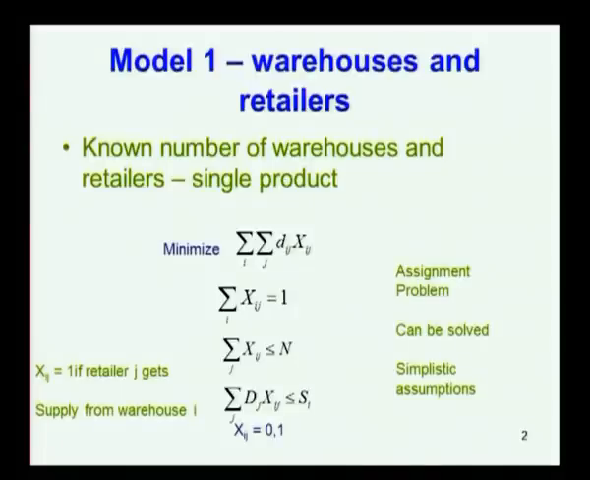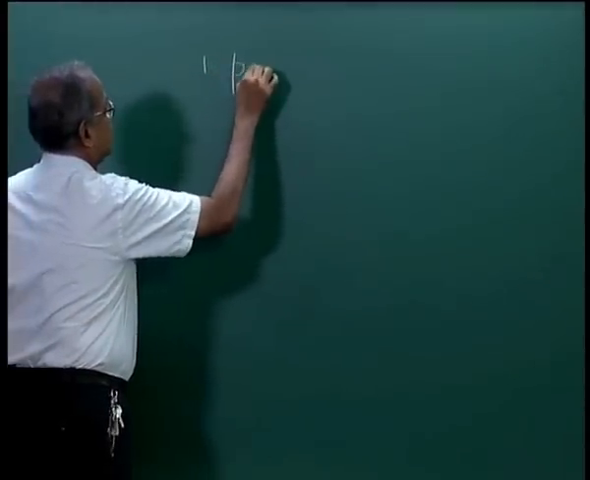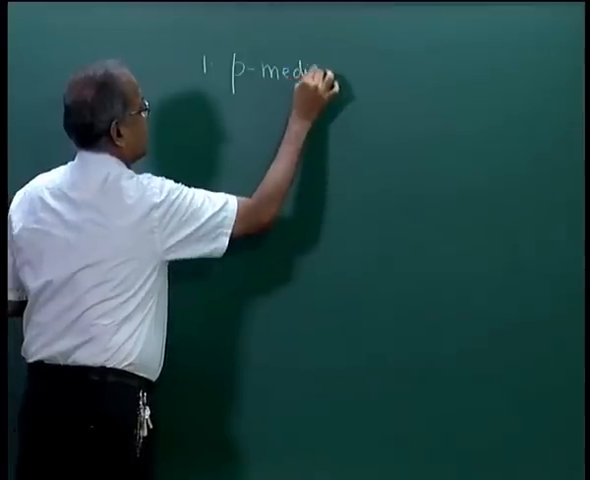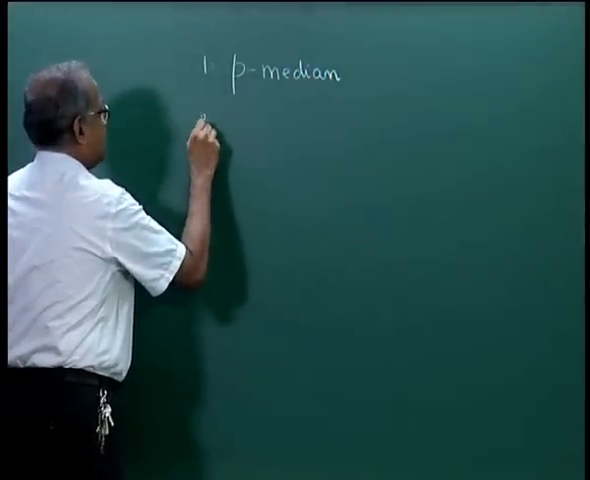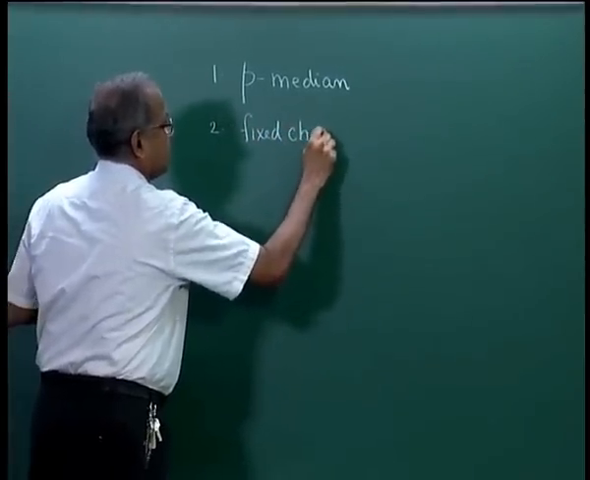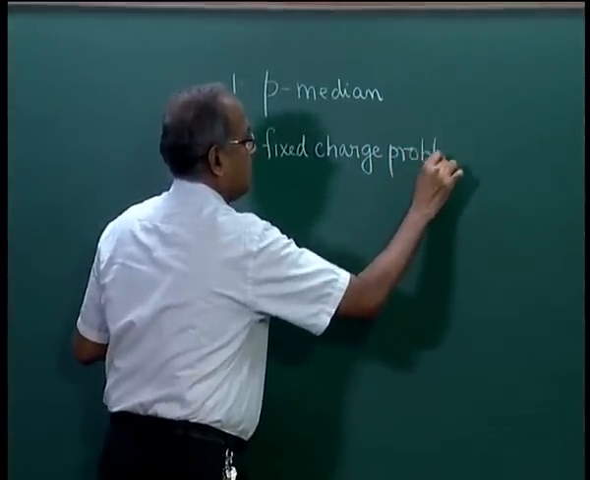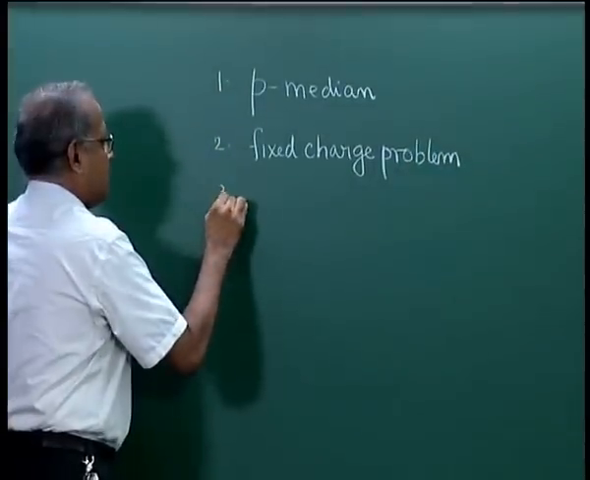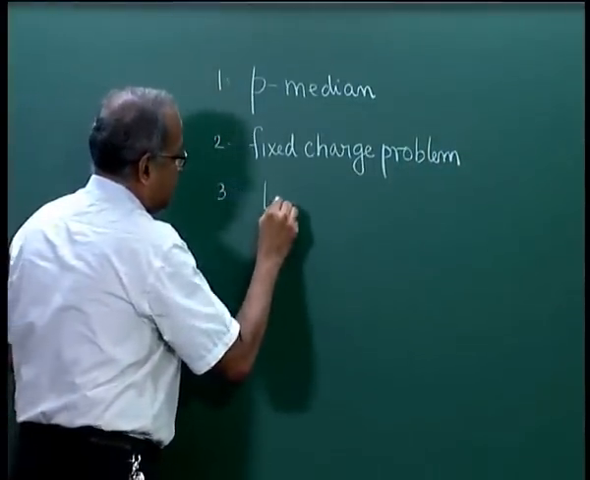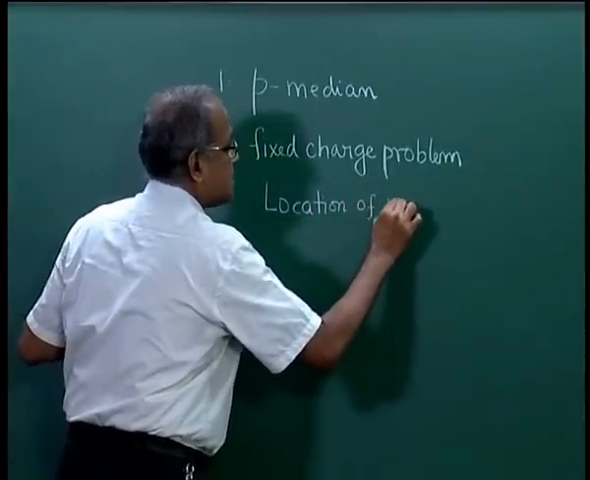The models that we have actually seen related to location earlier in this course are three models. We have seen the P median model, we have seen the fixed charge problem, and we have seen location of multiple facilities or location of warehouses.